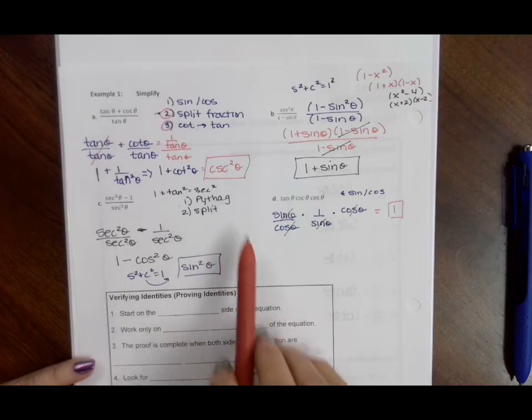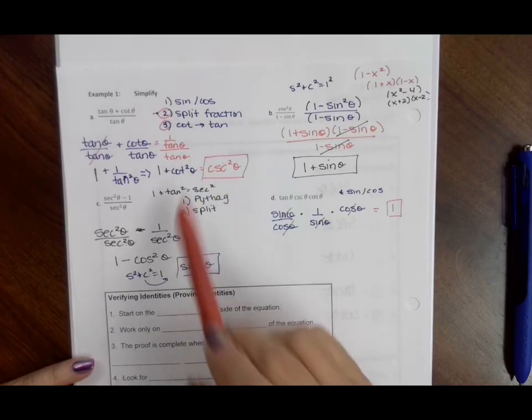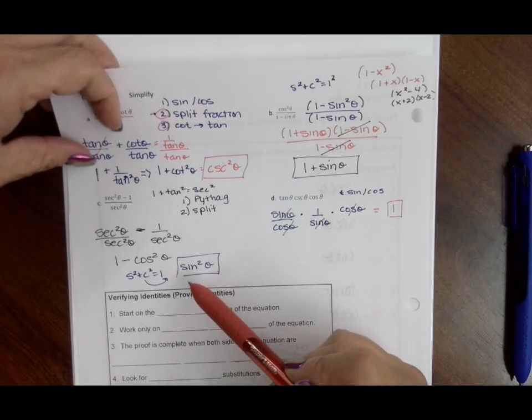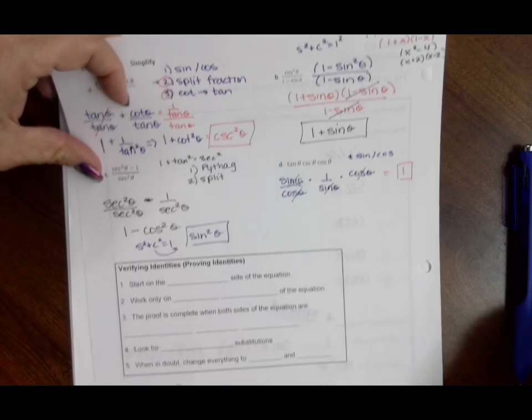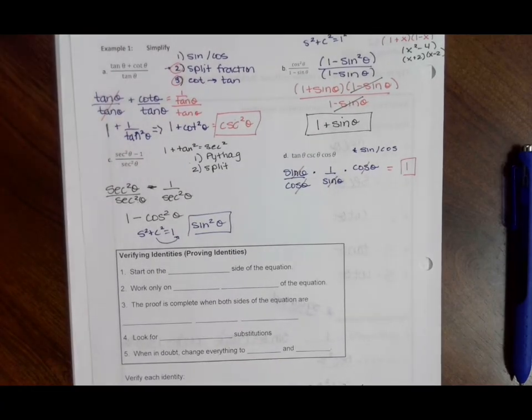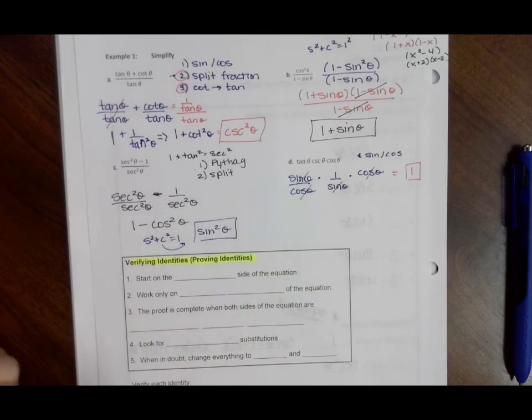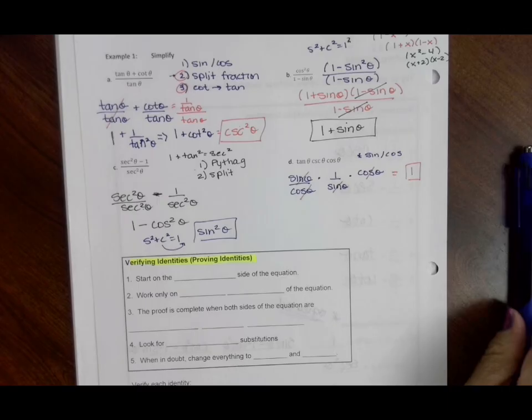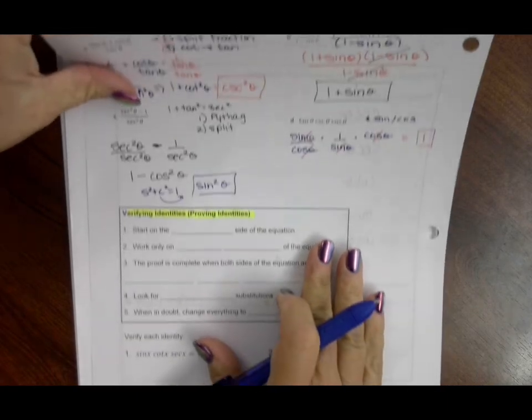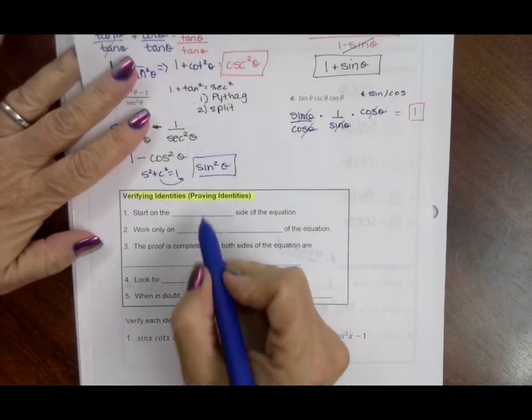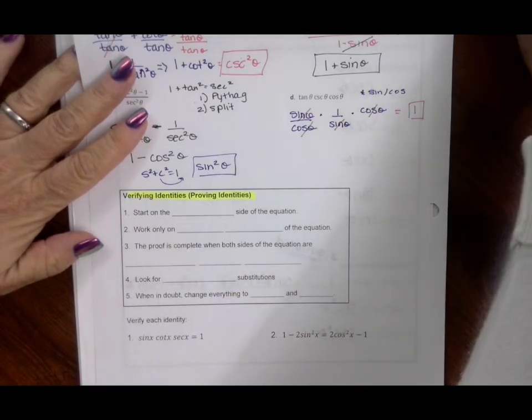All right, so what we did up here is we simplified. And there's multiple different ways to simplify. I talked about a couple of different options. But today what we're going to do is go forward and prove identities. So we're going to verify the identity, and that's normally how it's going to be worded. But it's a proof. That's really what we're looking at doing.